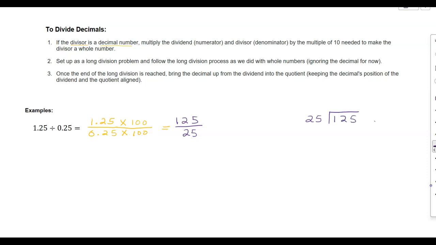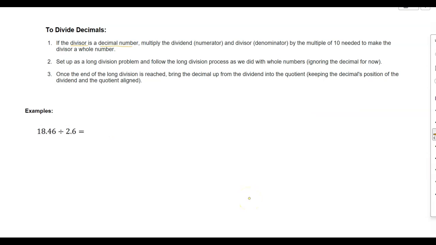How many times? 25 times 5. Wait, that's 125, right? So we'll say 125, right? We'll put our 5 here. 5 times 25 is 125. And what do we do at this point? We subtract. Here we have 0 remainder, and this is our answer. So that kind of brings us through a small version of long division.